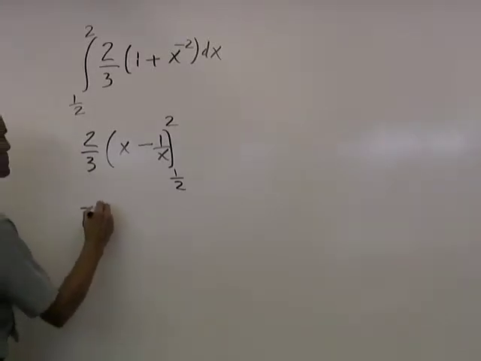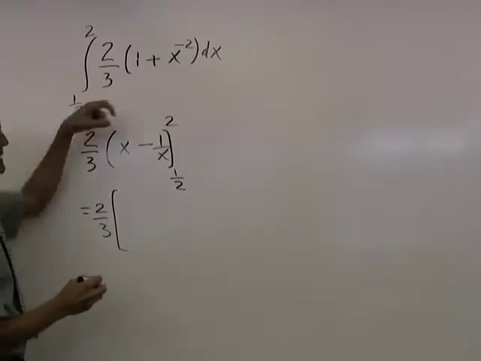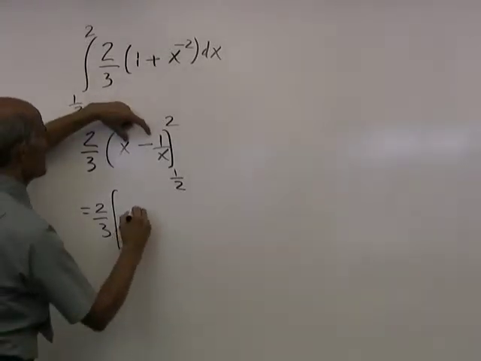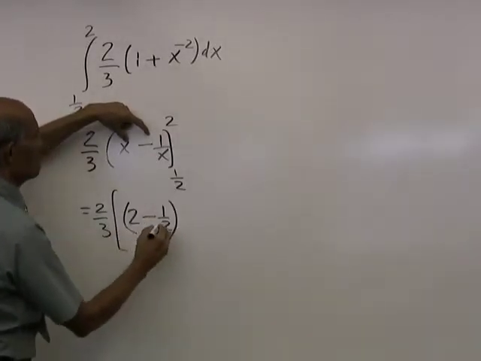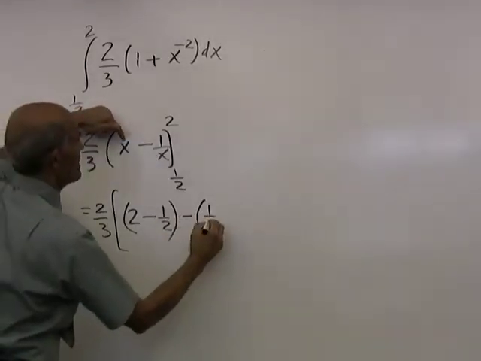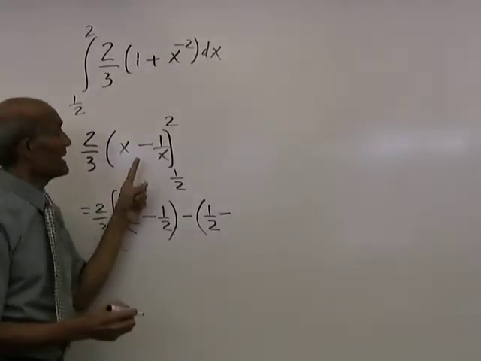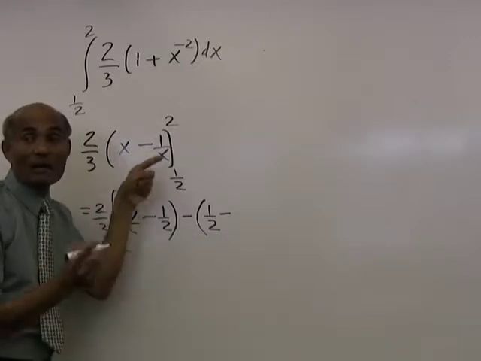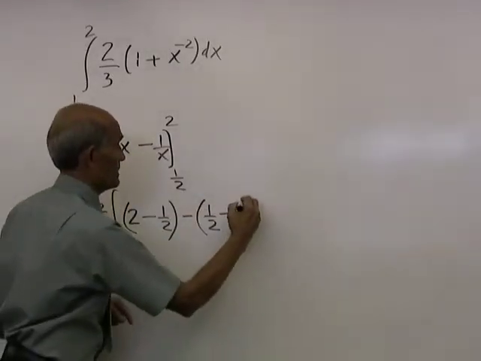Now that will be 2 over 3 times, let's put a bracket there, let's use the upper limit. You put x equal to 2 and you get 2 minus 1/2, the upper limit, minus, the lower limit will be 1/2 minus, look at that, when x equal to 1/2, it will be 1 over 1/2. What is 1 over 1/2? It is 2. That's right.